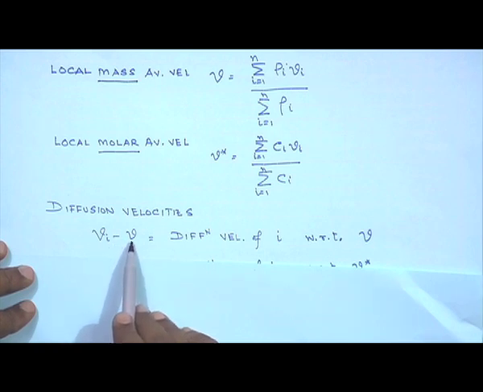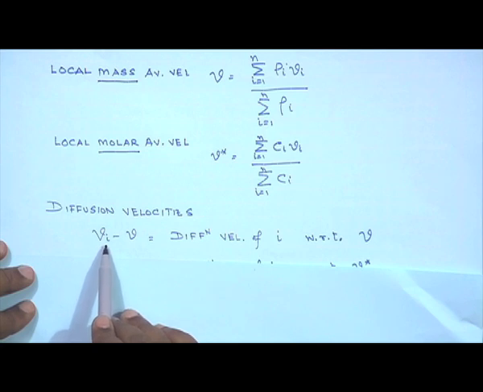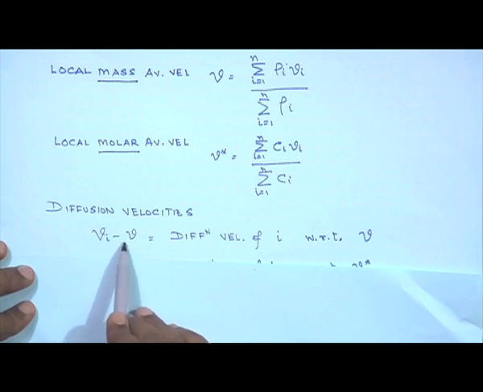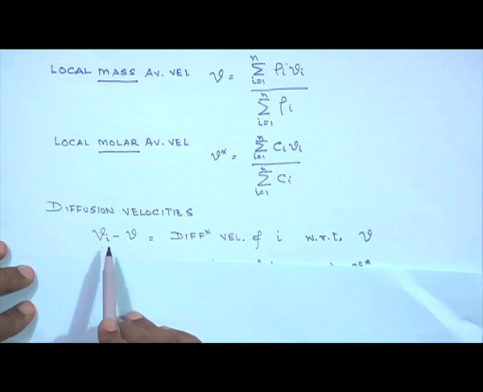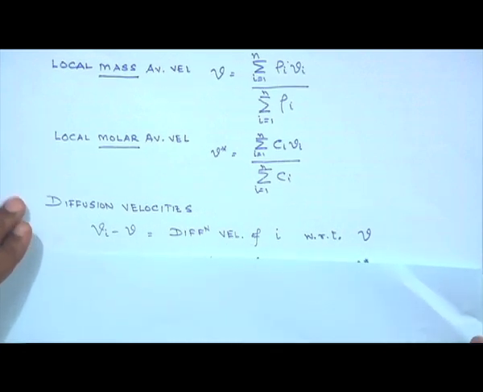Subtract from that the local mass average velocity. So the difference in velocity, the additional velocity that the ith component has over the mass average velocity, is termed as the diffusion velocity. So Vi, the velocity of the ith species, minus the local mass average velocity, is termed as the diffusion velocity of i with respect to V.